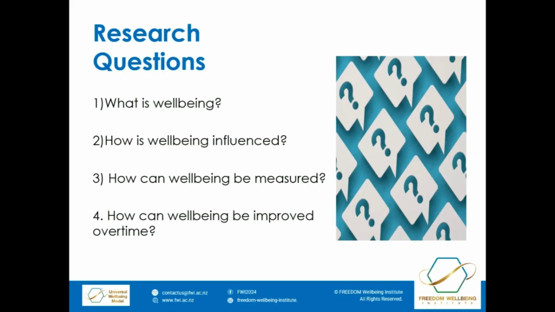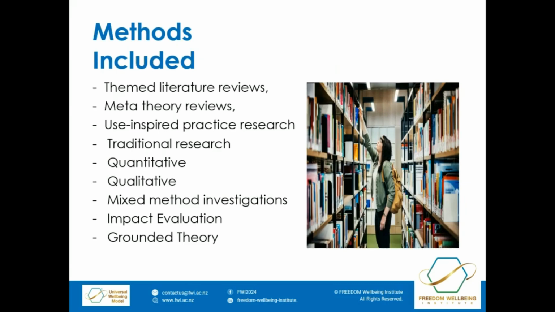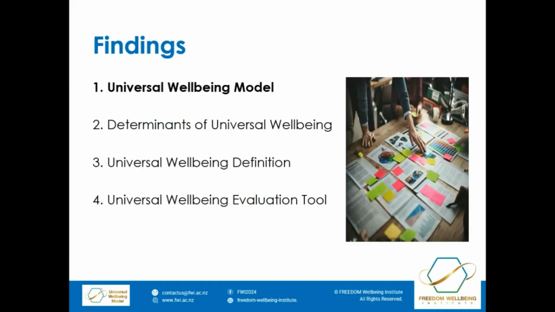The research questions they set out to address were: what is wellbeing? How is wellbeing influenced? How can wellbeing be measured? And how can wellbeing be improved over time? The methods they used included themed literature reviews, meta-theory reviews, use-inspired practice research, traditional research methods, quantitative and qualitative, plus mixed method investigations, impact evaluation, and grounded theory.